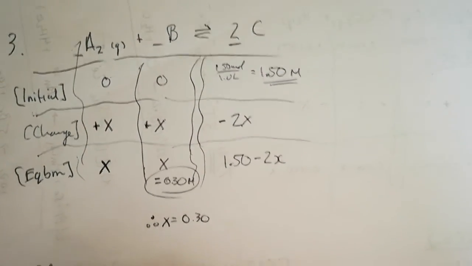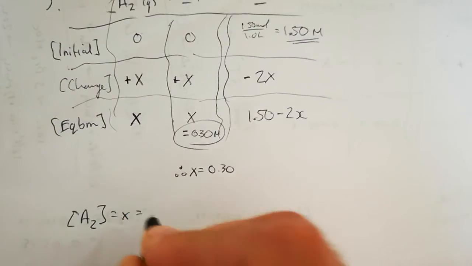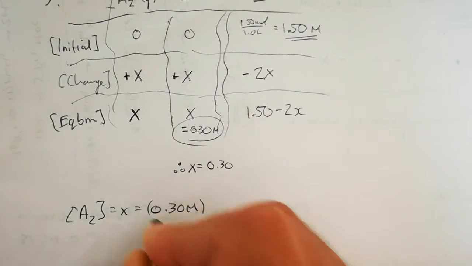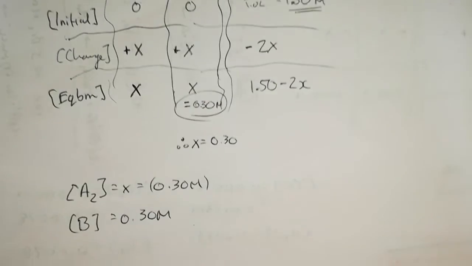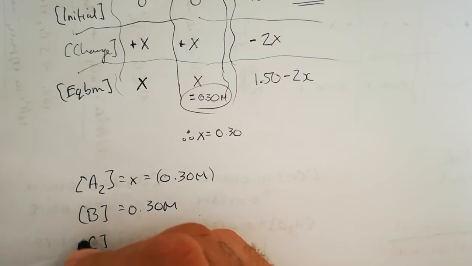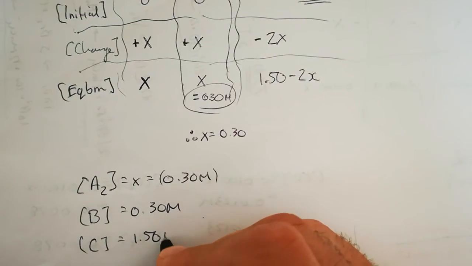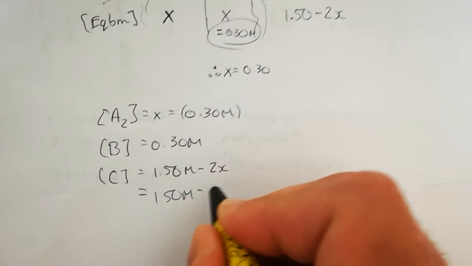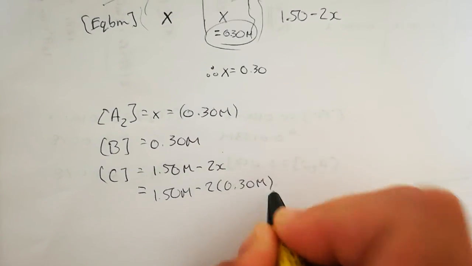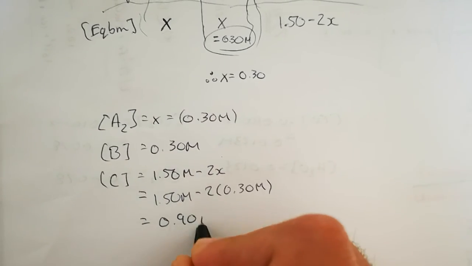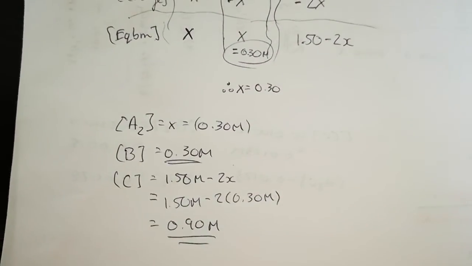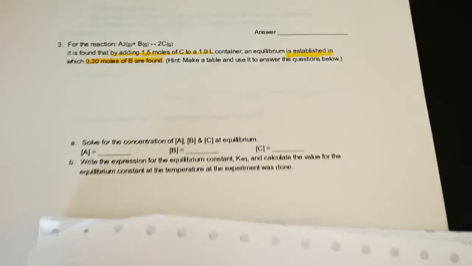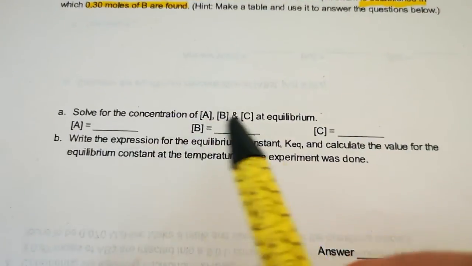So the concentration of A2 is equal to X, which is equal to 0.30 molar. The concentration of B is equal to 0.30 molar. We were just given that in the question. And the concentration of C is equal to 1.50 molar subtract 2X, which is 1.50 molar subtract 2 times 0.30 molar, which is 0.90 molar. So for question number 3a, we're done.